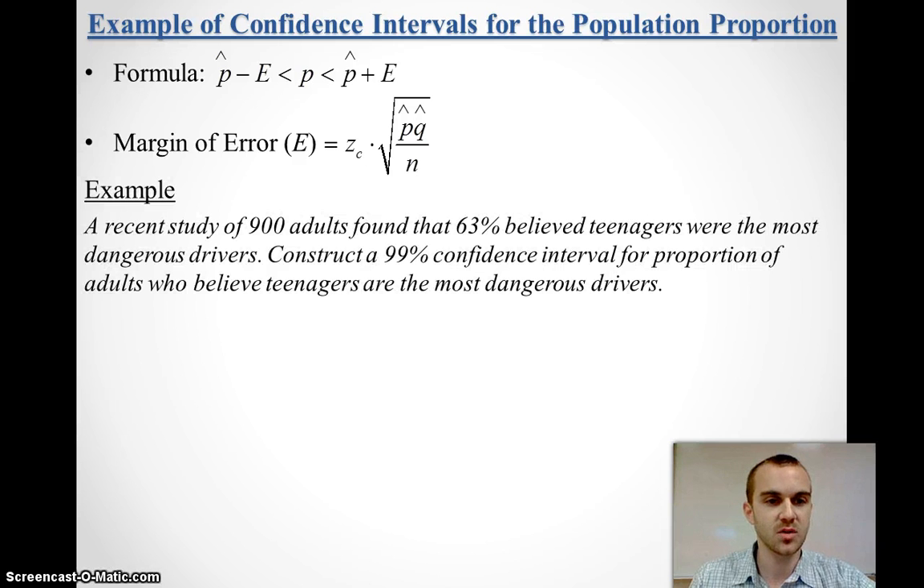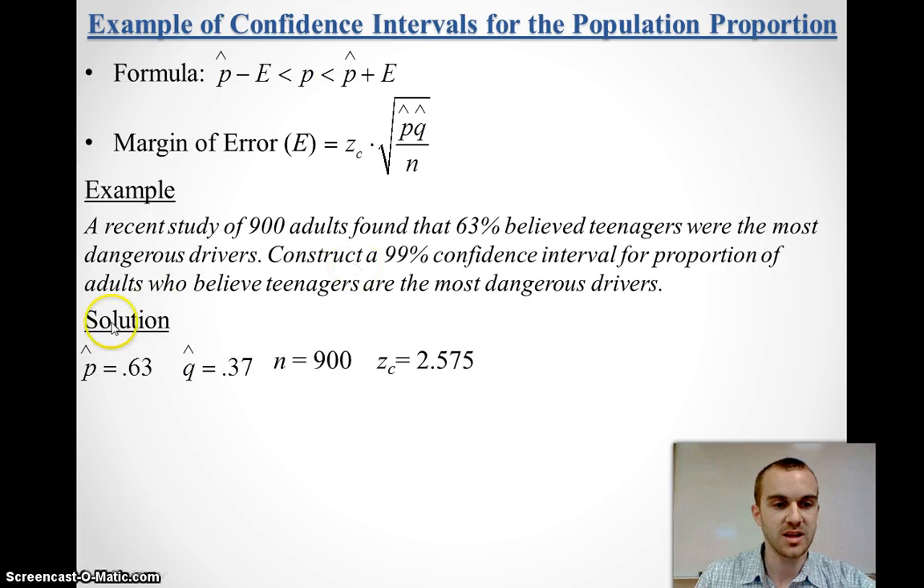So let's look at an example here. Say I've got 900 adults, and 63% believe that teenagers are the most dangerous drivers, and I want to make a 99% confidence interval. So I want to start with what I know, which is that the proportion who think that they're bad drivers are 63%, which means that 37% of the people don't believe that.